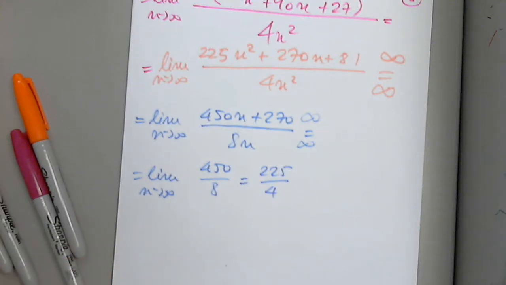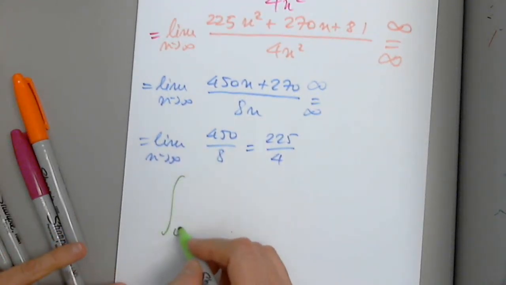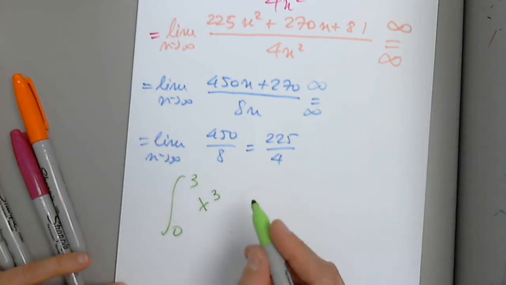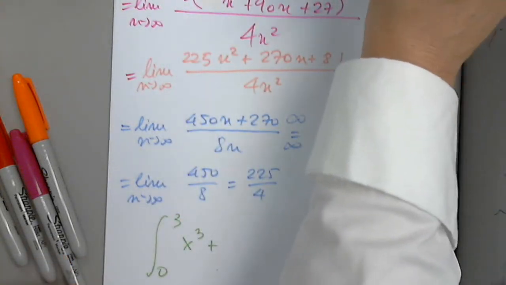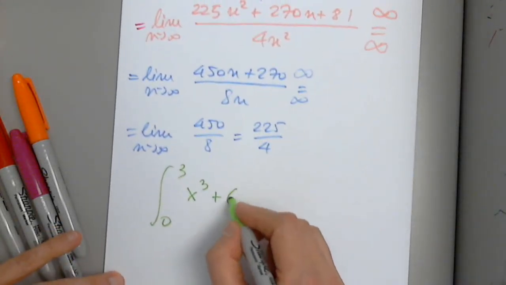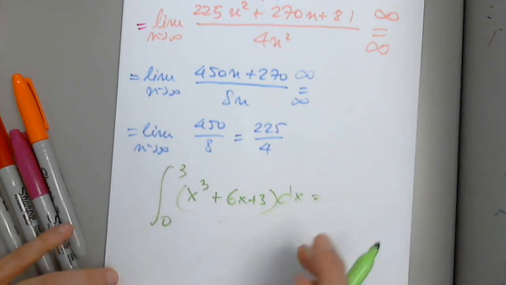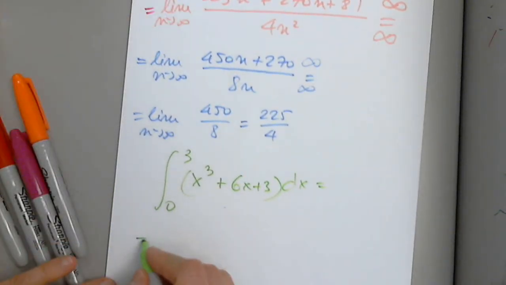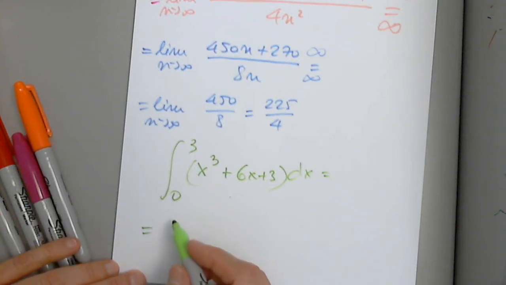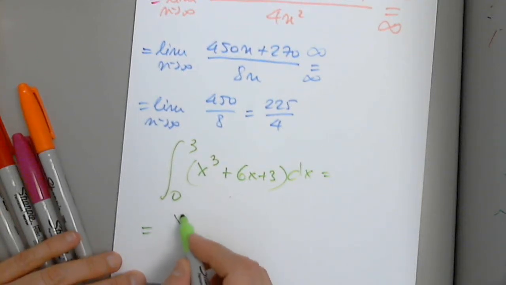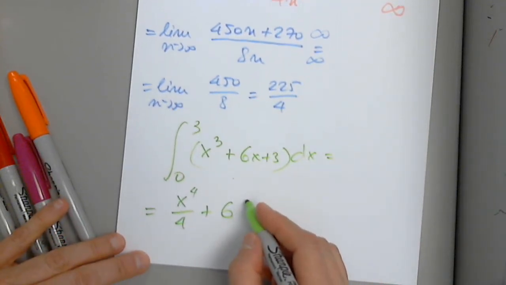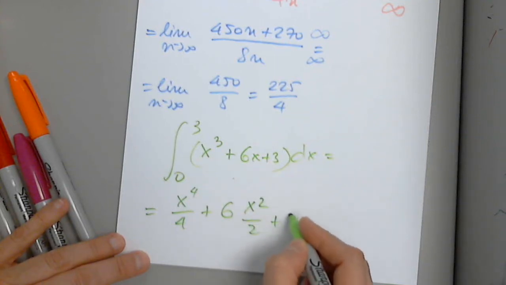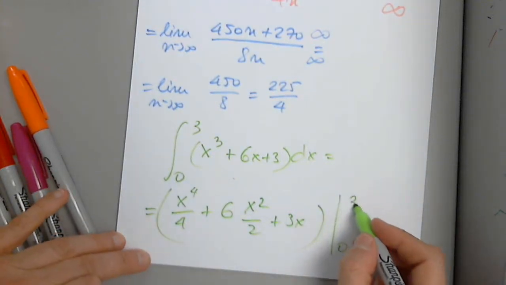Now we should check with the integral from 0 to 3 of x cubed plus, there was 3x cubed, right? No, it was x cubed plus 6x plus 3 dx. Which function prime is x cubed? Yes, x to the 4 over 4 plus 6 plus 3x. And this is from 0 to 3.